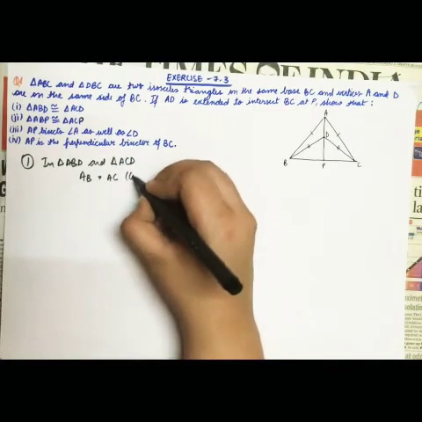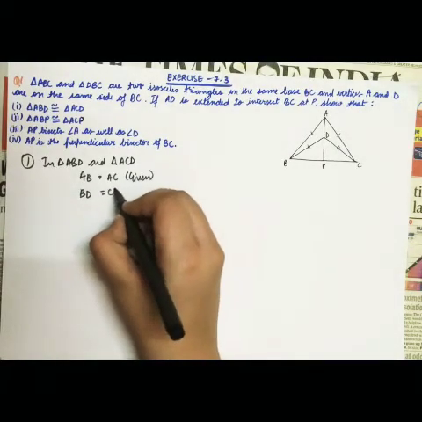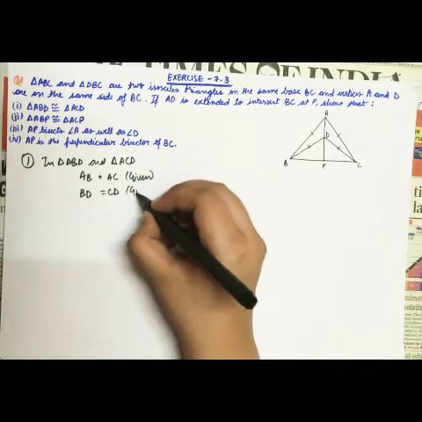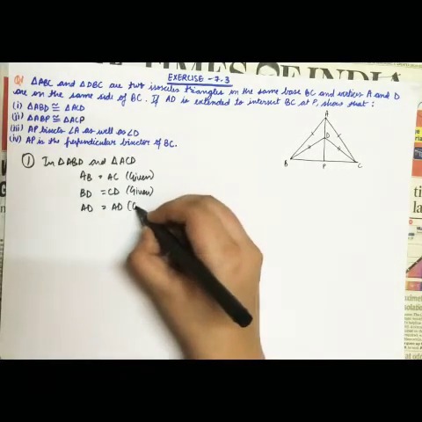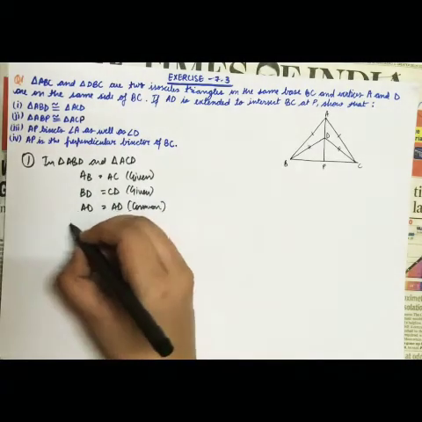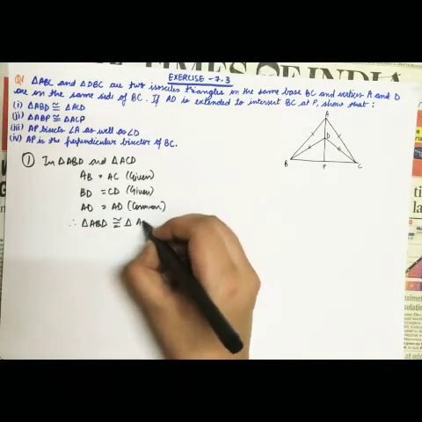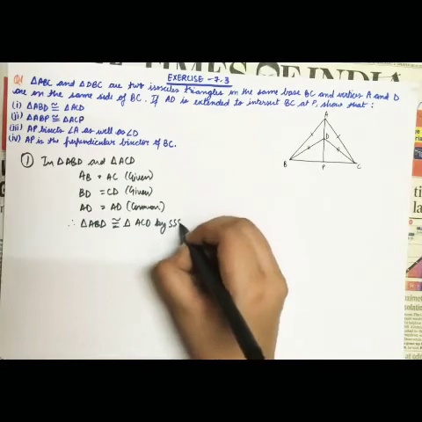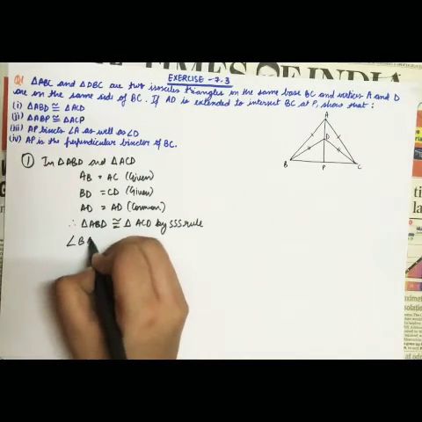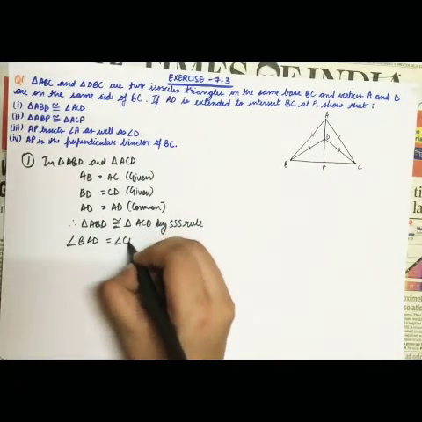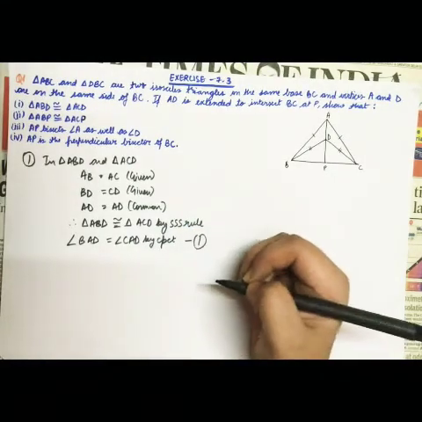So first we will start with in triangle ABD and triangle ACD, we can say that AB is equal to AC, given, BD is equal to CD, which is also given, and now AD is equal to AD as they are common. Therefore, triangle ABD is congruent to triangle ACD by SSS rule. Now we can say that angle BAD is equal to angle CAD by CPCT. We will mark this as 1.